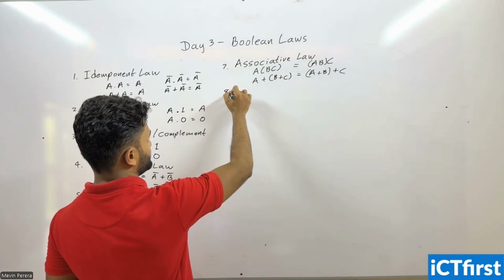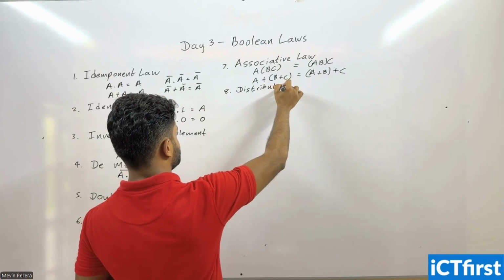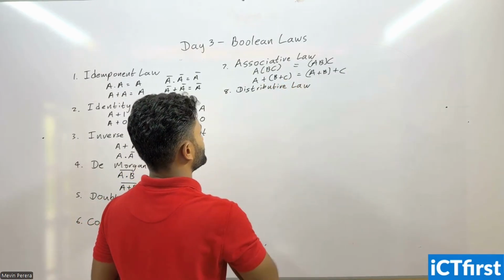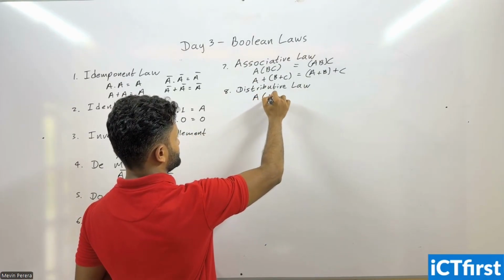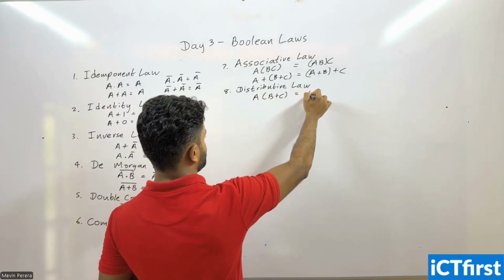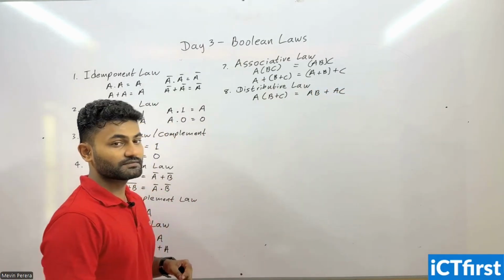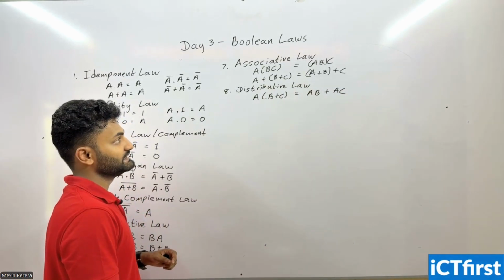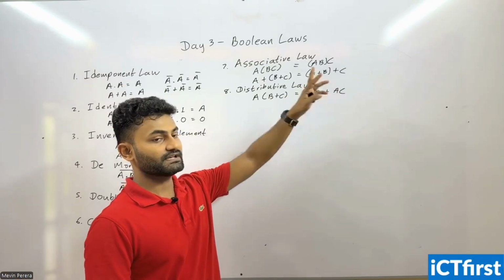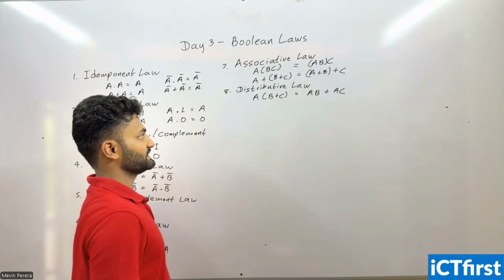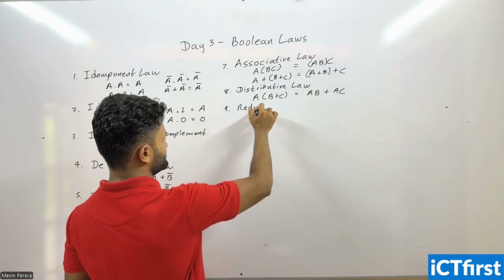Okay, then we got the eighth one. This is very important, the distributive law. So this is also the same thing, right? A, B plus C is equal to A, B plus AC. We use it a lot. This distributive law is used a lot. So A, B plus C is equal to A, B plus AC. It's just a multiplication. And the final one, redundancy law.